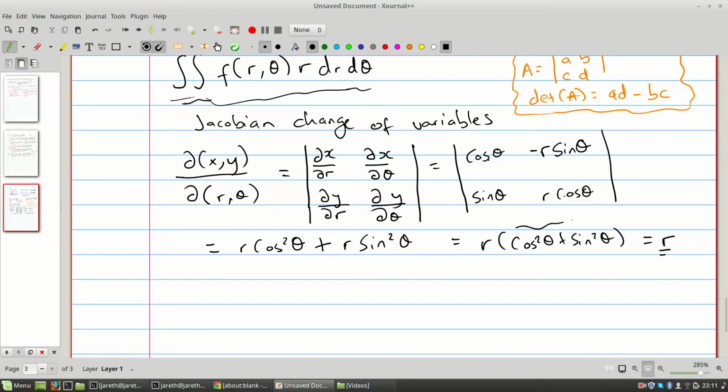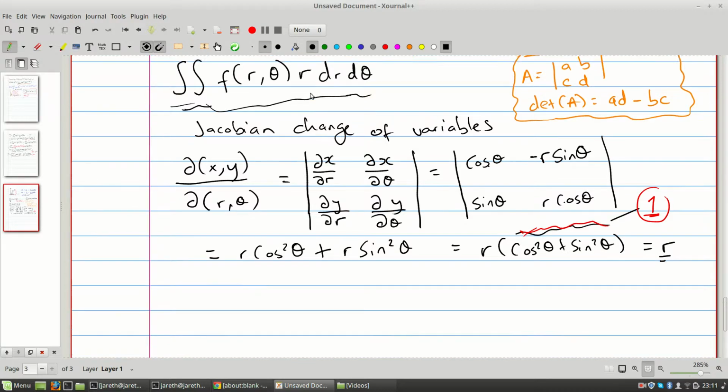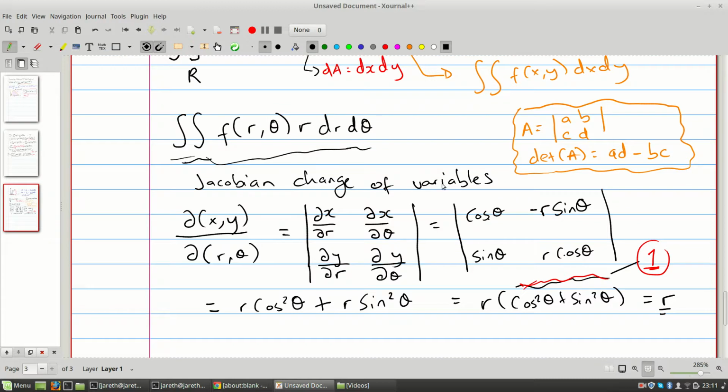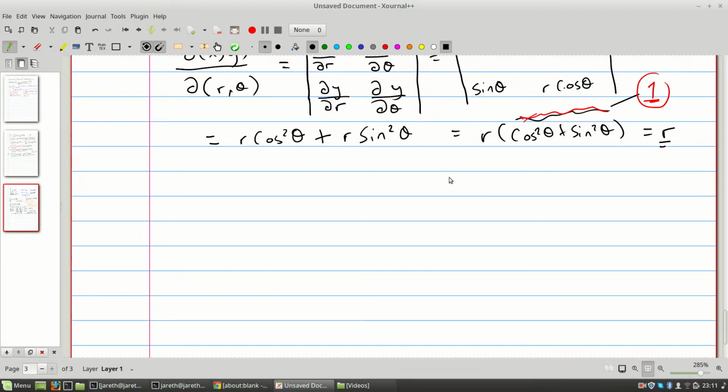which is essentially equal to r. Why? Because this evaluates to 1. This is just one of those trigonometry rules that you need to remember. So the extra term that we need to add in this integral is r, like r dr d theta. This is known as the Jacobian change of variables. There's a whole proof as to how this came to be, but I'm not going to go through it right now. I'll give you a different intuition on what we're doing here.